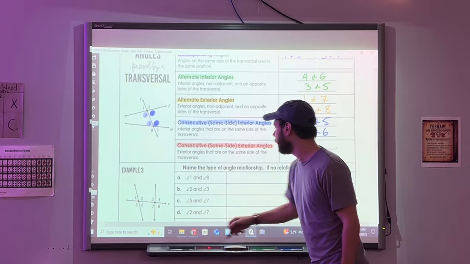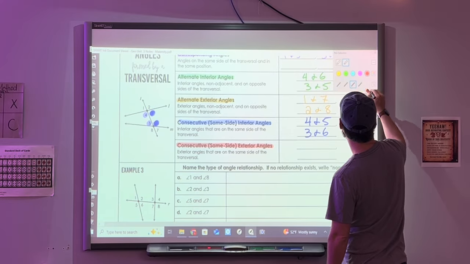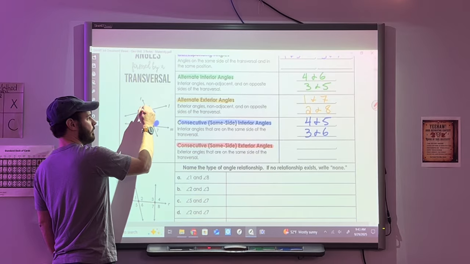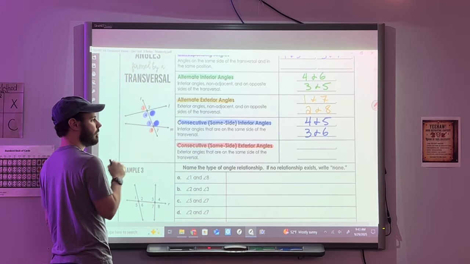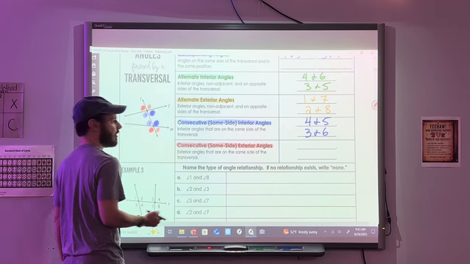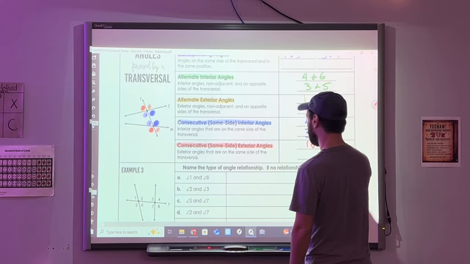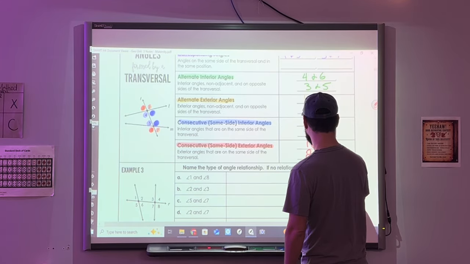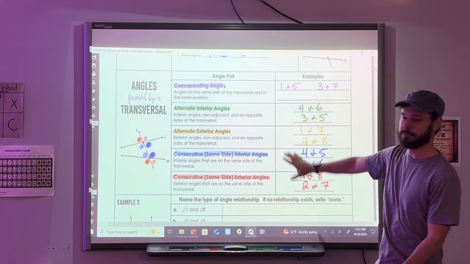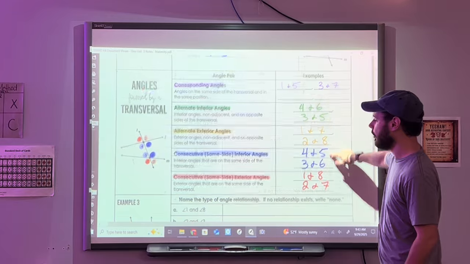And the last one we have here, consecutive exterior. So, same side, outside, same side, outside. So, 1 and 8, and then 2 and 7. Okay, so this is very important. Focus on understanding this, hopefully, and it will help you for the rest of the course.